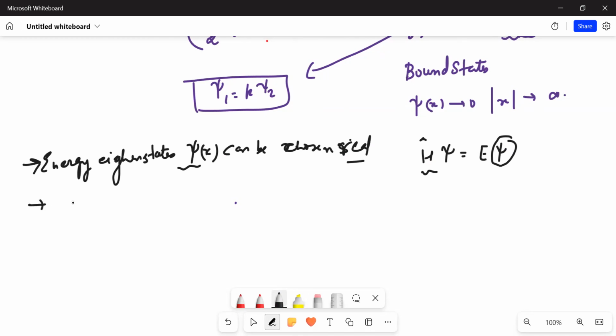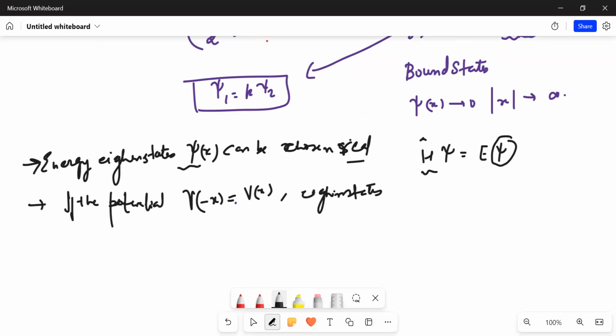Also, an important result was that if the potential is symmetric, or you can say the potential is even, then the wave function has a definite parity, or the wave function, eigenfunction or eigenstates can be chosen to be even or odd. This is an important result. So if the potential is even, then the eigenstate can be chosen even or odd. So let us see how.